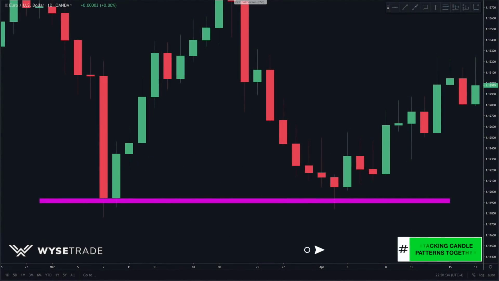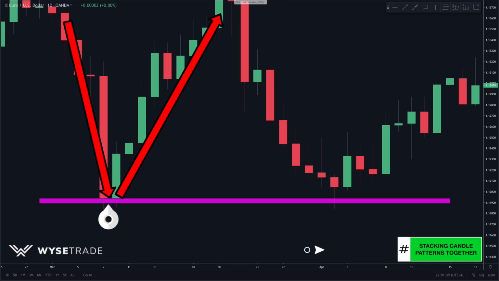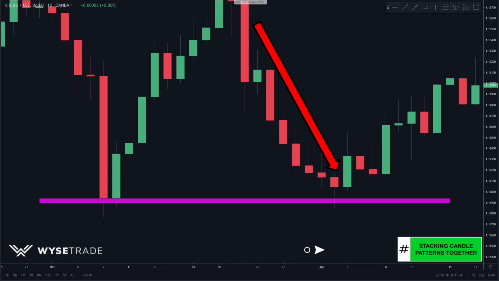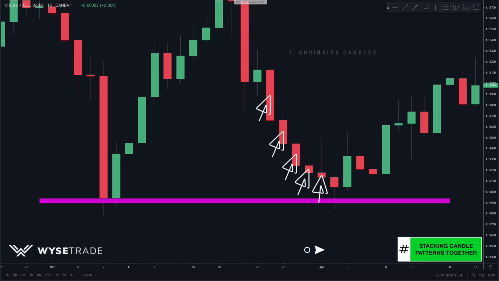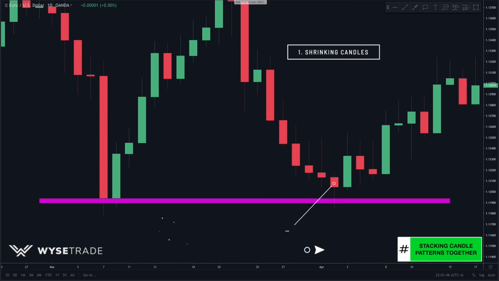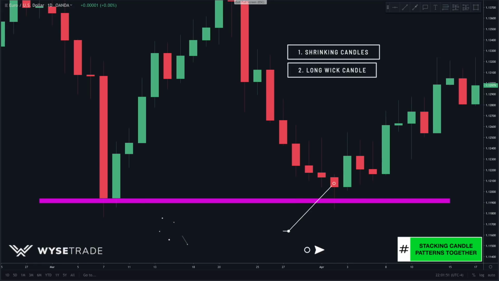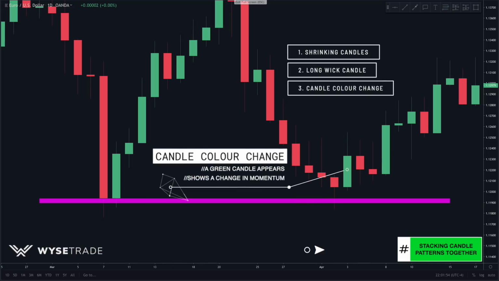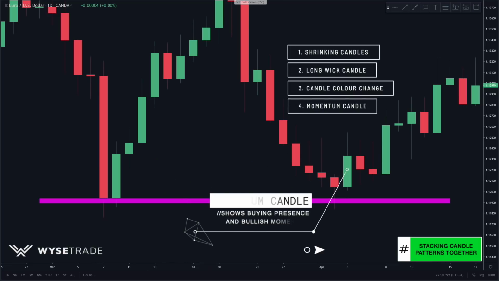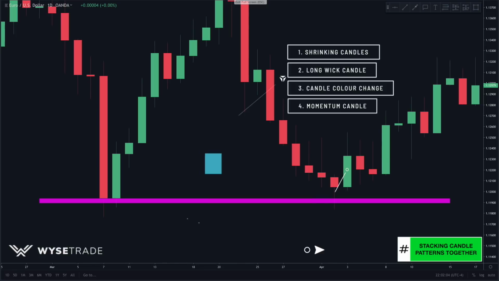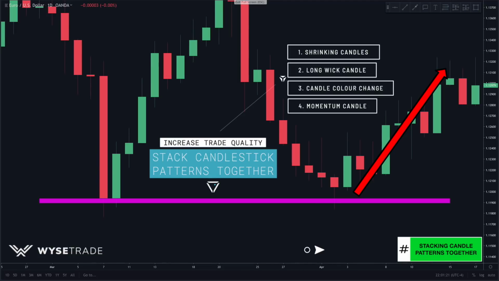So here's the Euro Dollar. You look left and notice price came down, hit and reversed, giving you a level of support. As price came back down, you first had momentum loss through shrinking candles. Second, we had a long wick candle rejection of support. And third, a green candle finally appears after consecutive red candles. And this is also a bullish momentum candle, which confirms that buyers were actually stepping in. Again, notice how we stacked multiple candlestick patterns together to improve trade quality. So moving on.